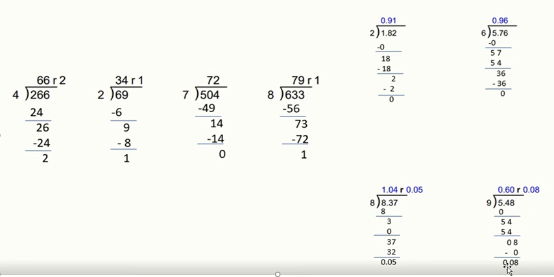So we got 1, 2. And anytime you're multiplying or dividing, you have to count those spaces to the right of the decimal to know how many times you need to go to the left with the decimal. And so that is our problem. Our answer to 5.48 divided by 9 equals 0.60 with a remainder of 0.08.